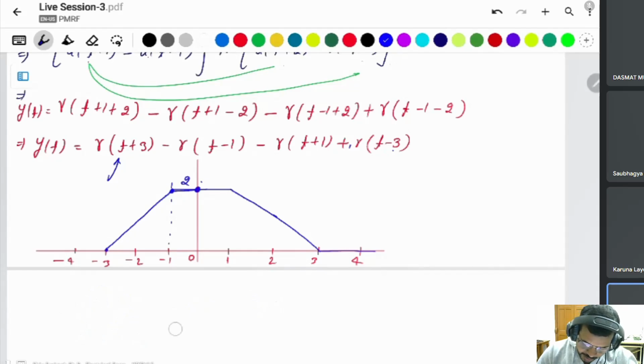Here you can simply add, this is the one slope, a single slope, then there is a 2 magnitude, 2 units of deflection, then the same 2 units is also here because 1 is the slope. That's why this is 2.